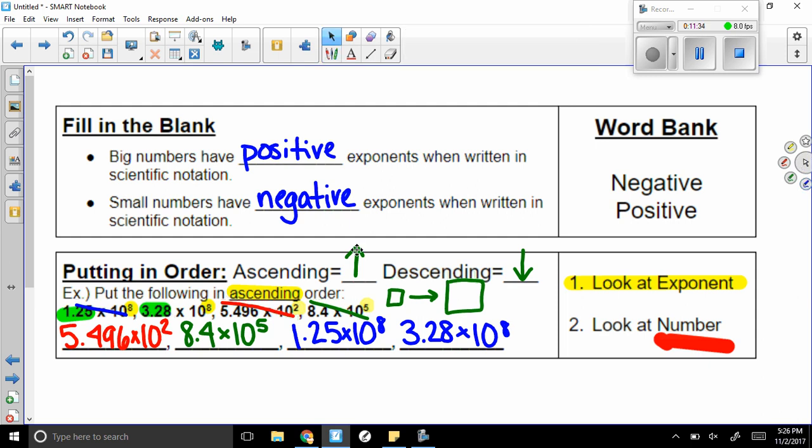So always look at those exponents first, then the number. It'll save you a whole lot of time on that test and assignment.